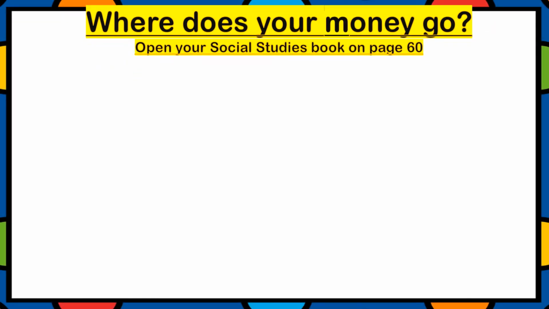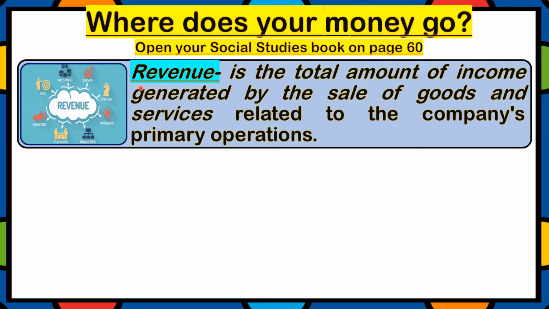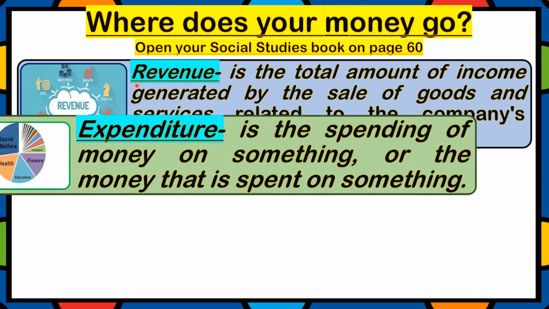Now, class, where does your money go? So we have here revenue. It is the total amount of income generated by the sale of goods and services, especially if you are doing business, related to the company's primary operations. So the total amount that you get from doing your business, that is what you call revenue.